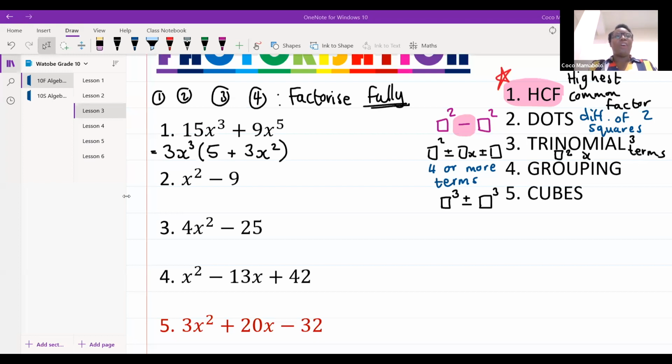Okay. Now, there is a very high chance that you're going to get one of these types of questions in your exam or in a test. Okay. You're going to get a question like this. Let's look at number 2. What do we notice about number 2? What is number 2?